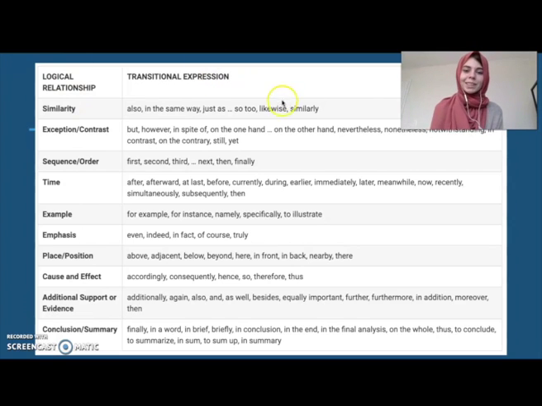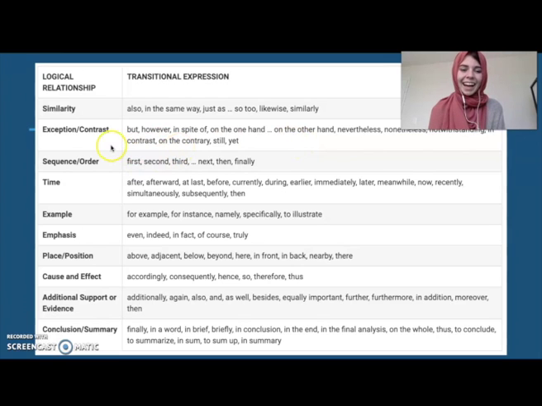You could use words like also, just as, similarly, and that tells the reader that you're going to continue talking about what you were just talking about in that paragraph. On the other hand, if you have one paragraph and the next paragraph is totally disparate or different, it could be good to have an exception or contrast word to use. So these can be words such as but, however, on the other hand, or on the contrary.